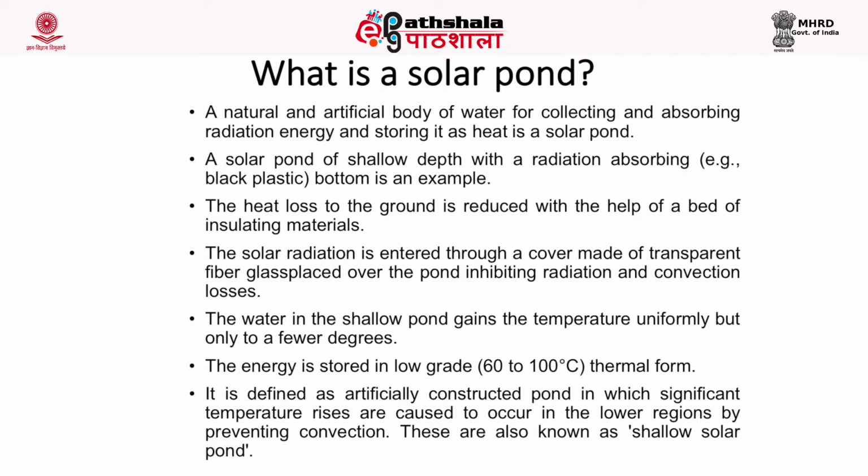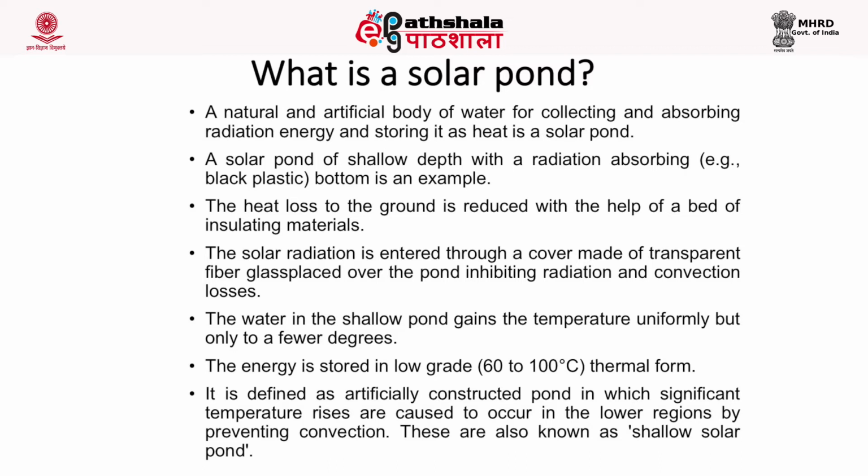The heat loss to the ground is reduced with the help of a bed of insulating materials. The solar radiation enters through a cover made of transparent fiberglass, which is placed over the pond, inhibiting radiation and convection losses. So it prevents these losses. Once the radiation comes into the pond, it is trapped there.